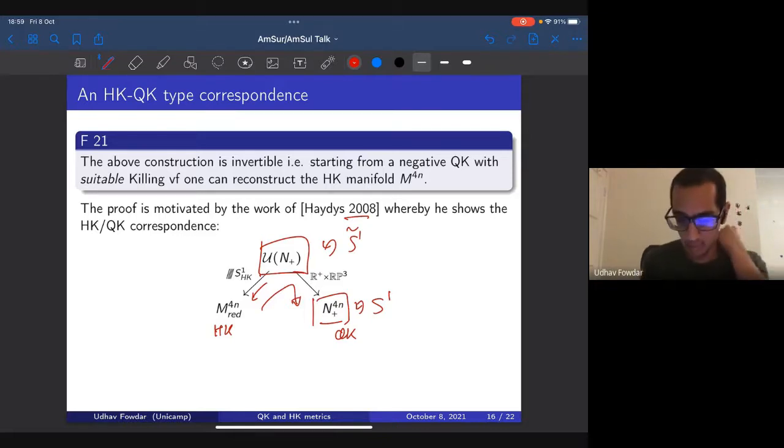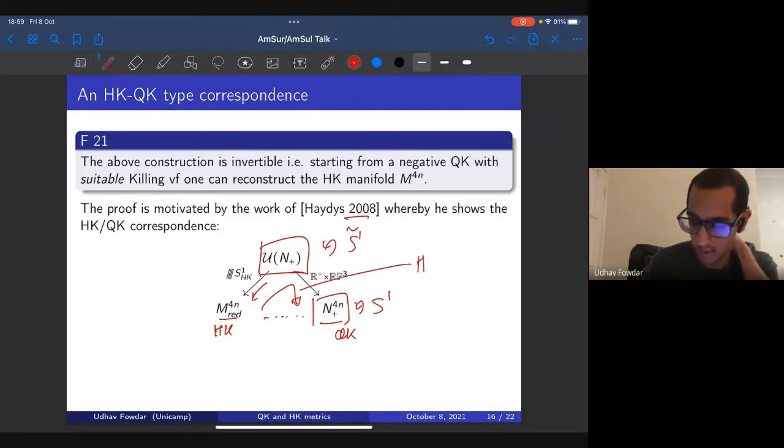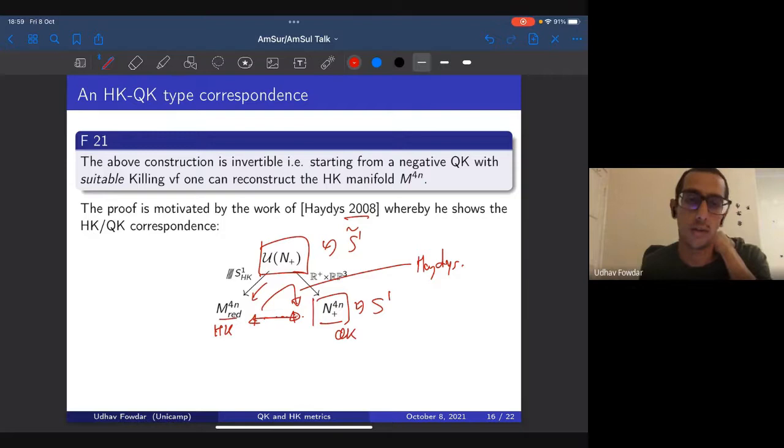So probably this is what Henrique was saying earlier. Starting from a hyperKähler manifold with a certain special Killing S1 action, you can produce a hyperholomorphic line bundle over it. If you take a quotient, you can invert this construction to reproduce the original Quaternion-Kähler manifold. This was the work of Haydys, thereby setting up a one-to-one correspondence between a Quaternion-Kähler manifold with an S1 action on the one hand, and another hyperKähler manifold with another S1 action on the other.